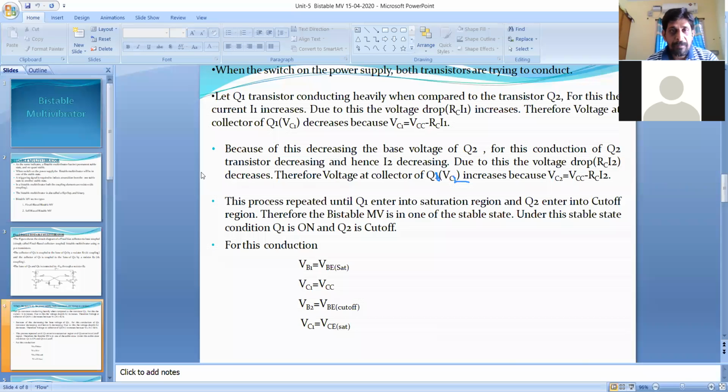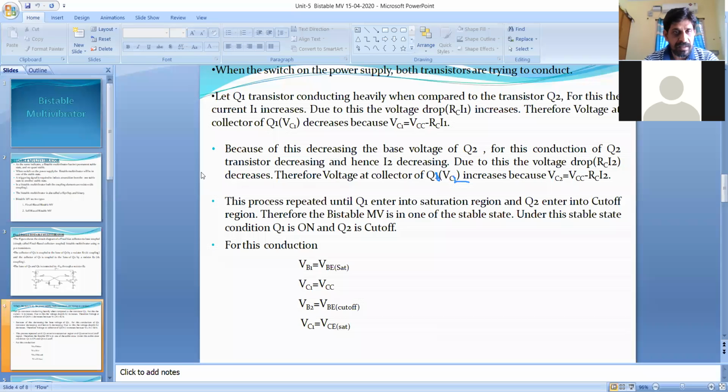Okay. Therefore, this process repeats until Q1 enters into the saturation region and Q2 enters into the cutoff region. Therefore, the bistable multivibrator is in one of the stable states. Once it reaches that condition, that means Q1 is in the saturation region and Q2 is in the cutoff region, the multivibrator is in one of the stable state conditions.